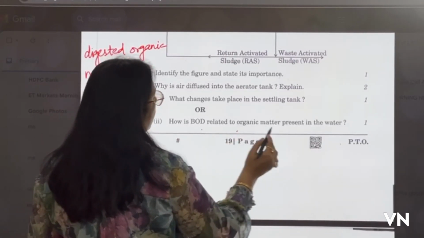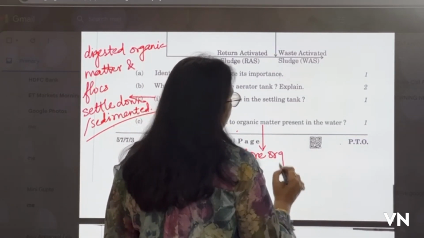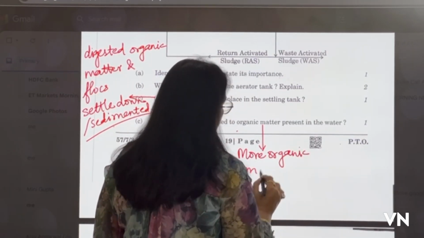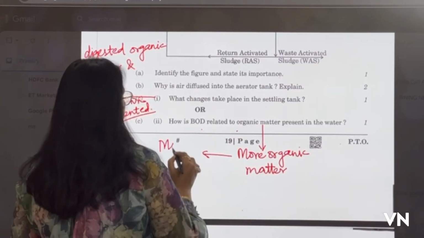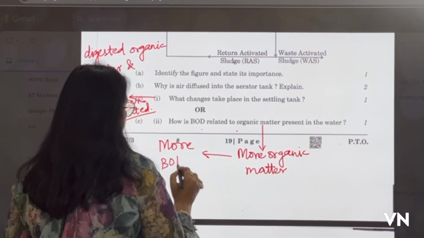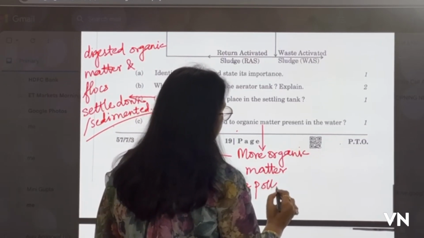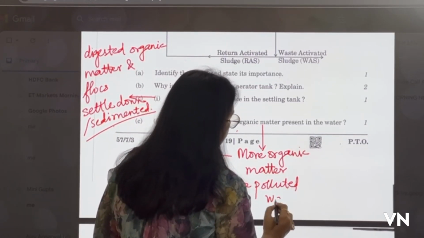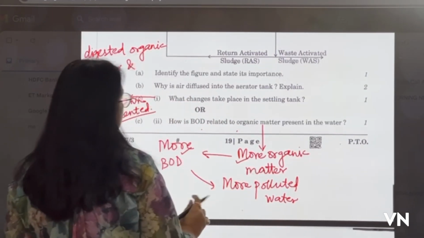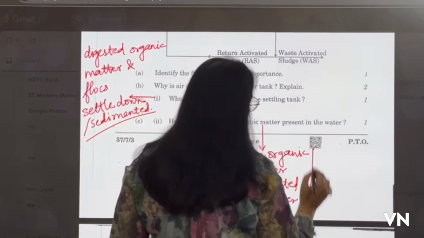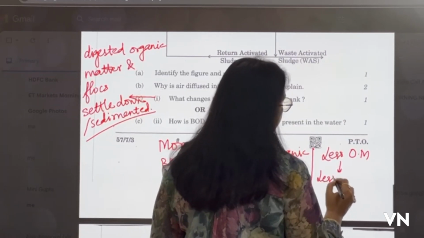How is BOD related to organic matter present in the water? More organic matter in the water, more BOD. That is more polluted water. Though this is not required, you can get marks only on these 2 points. And similarly, less organic matter, less BOD.